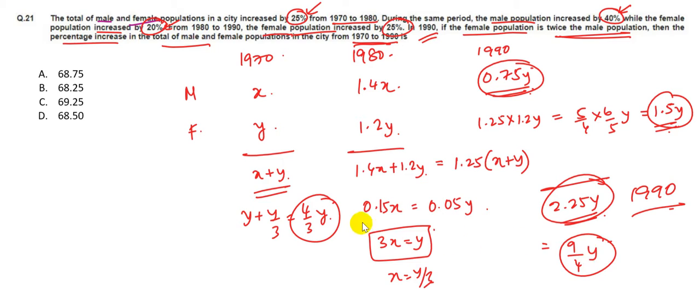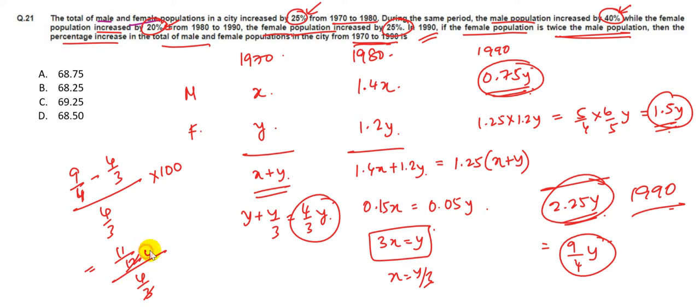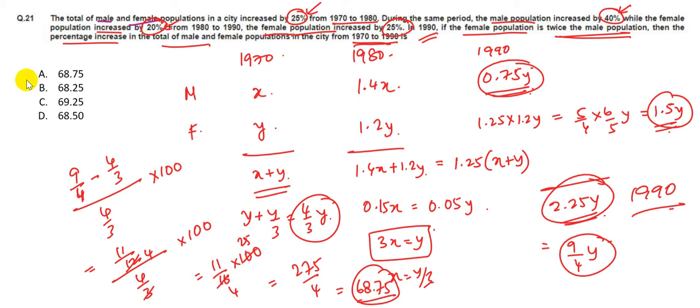So the percentage increase in the total population from 70 to 90 would be (9 by 4 minus 4 by 3) by (4 by 3) into 100, which is 27 minus 16, that's 11 by 12, by 4 by 3. So this goes 4 into 100, so that's 11 by 16 into 100, which goes 25 into 11 by 4, so which is 275 by 4, which is 68.75%.